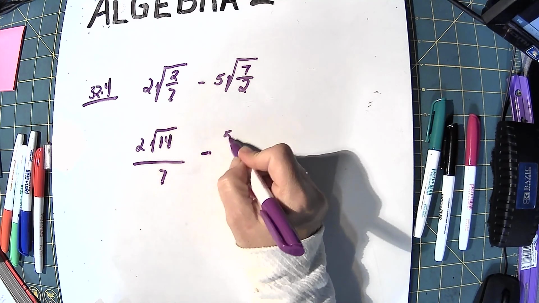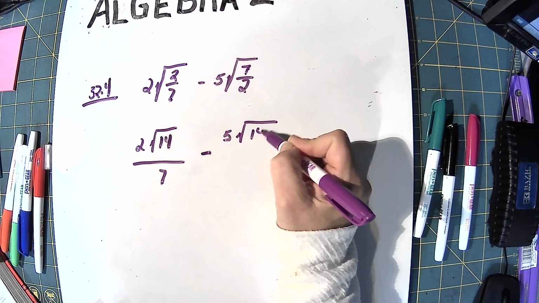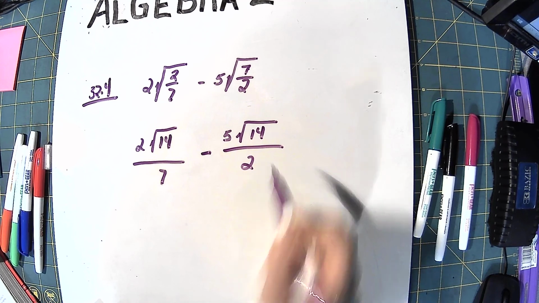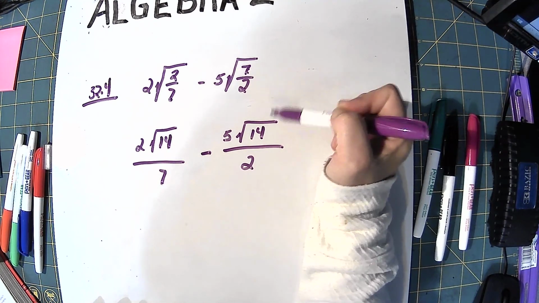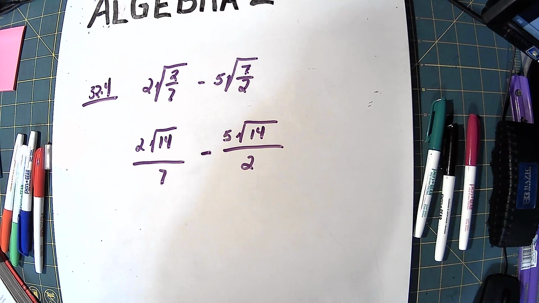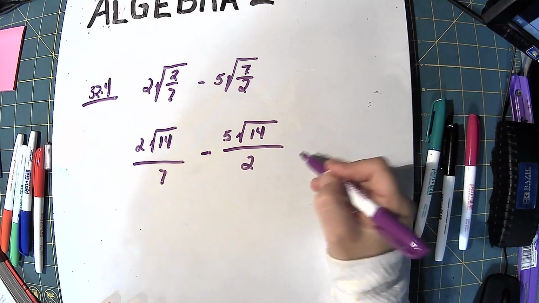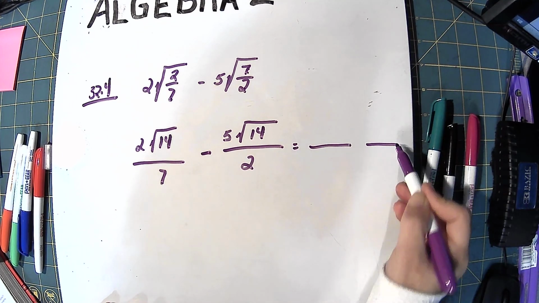And then we're going to have our 5 in our square root box. 2 times 7 is 14 over 2. Okay? So we just multiply to get what goes on the top inside the box. And then we leave our bottoms the same when we do that. Alright, now I got to find a common denominator, which would be 14. So our new bottoms are going to be 14 on both of these.